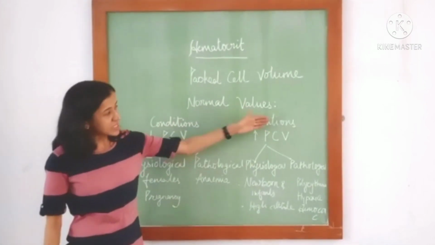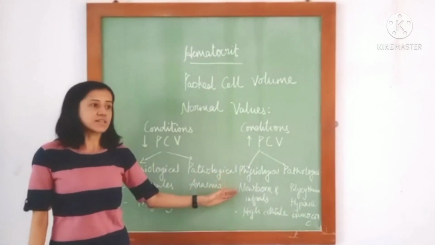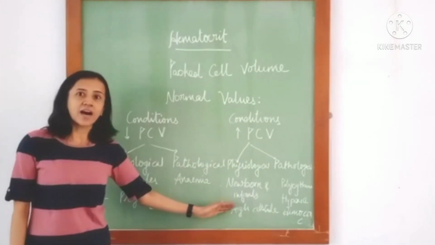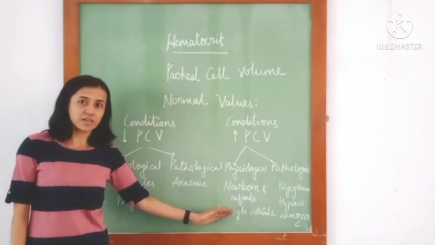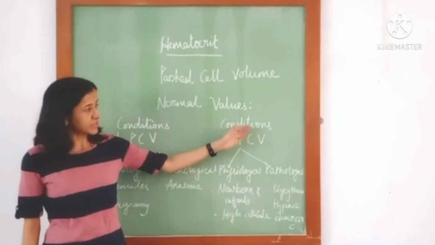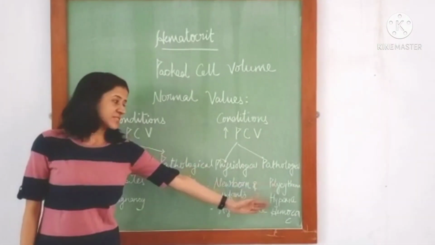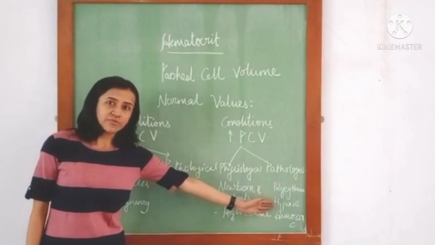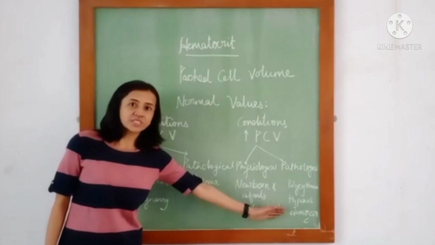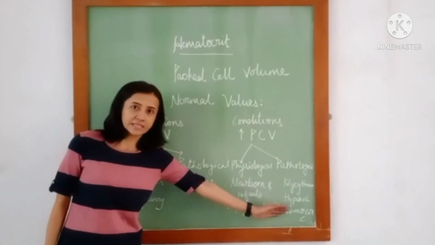Now, conditions in which packed cell volume increases. Physiological causes are in newborn babies as well as in infants. Hematocrit is more at higher altitude because of hypoxia. Erythropoiesis is stimulated. Now, pathological conditions in which packed cell volume increases are polycythemia as well as various types of hypoxia in which erythropoiesis increases, and in hemoconcentration like in vomiting and diarrhea, when blood gets concentrated, hematocrit value may be increased.